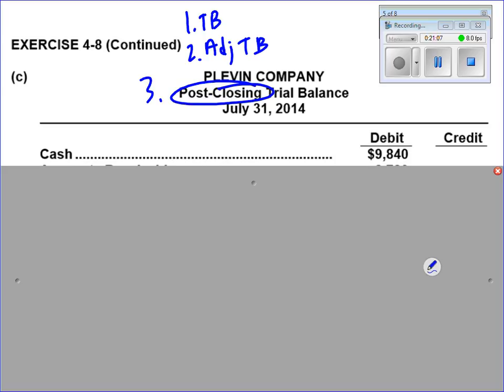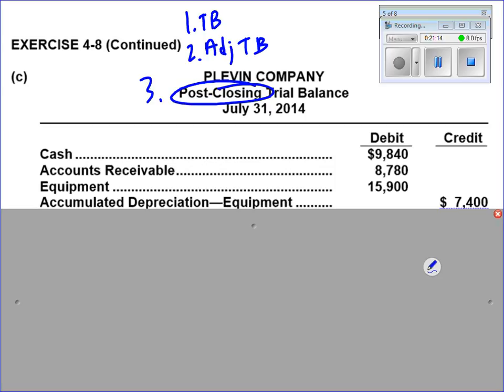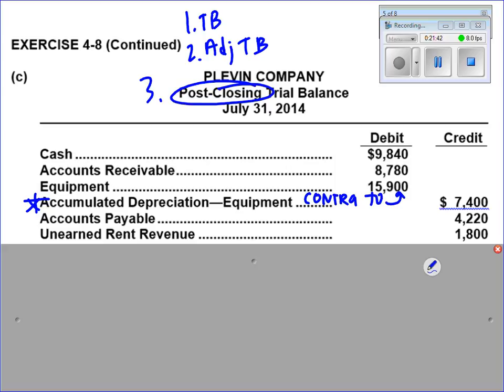So you'll want to list cash, $9,840. You'll also want to list all of the other assets. Notice this contra asset is slated as a credit because it contradicts the value of the equipment. These numbers remained unchanged. We have two liabilities, accounts payable and then the unearned rent revenue. Owner's capital is listed at $45,200.